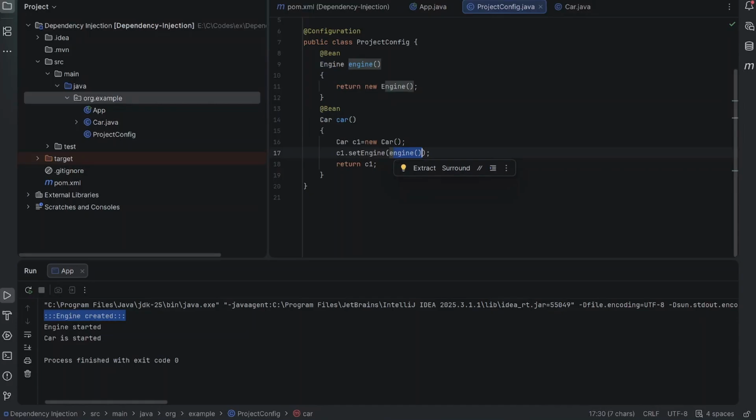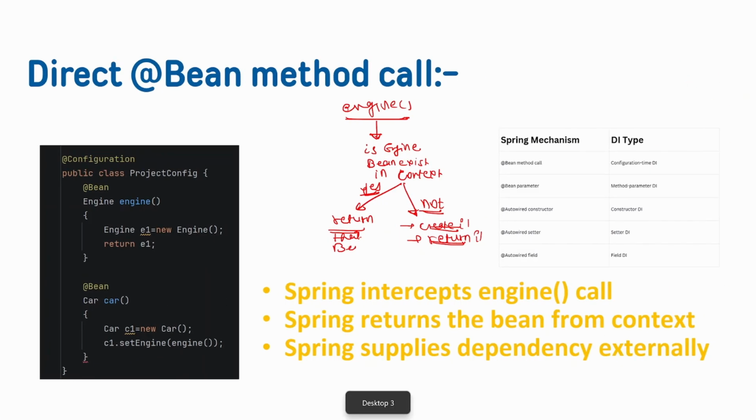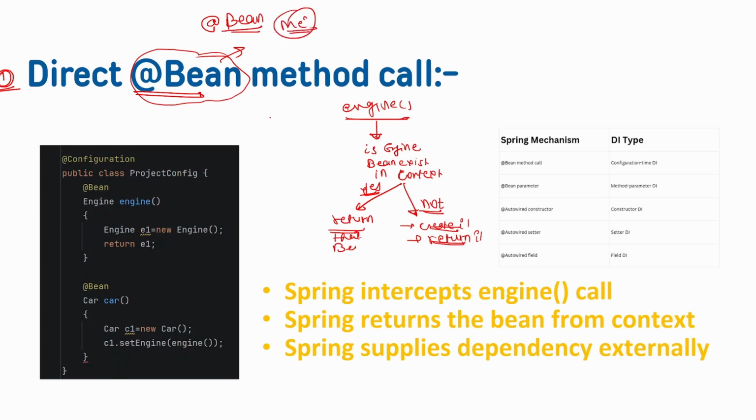There is only one instance of the engine dependency, and it is injected by the Spring framework in our car class. So this is the first method of dependency injection using the direct bean method call. Here we are calling the bean method directly. So this is the first method.